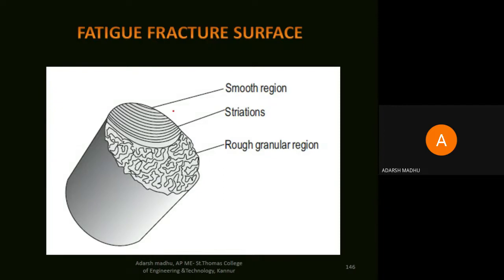Here we can see there are smooth regions. As time passes, these types of lines appear there, and then rough granular regions are also there. This differentiation in the metal, where smooth and rough surfaces differ, happens due to the stress concentration and the microstructure properties on the surface of that material. To the naked eye, there is no visible effect on the surface after breaking.